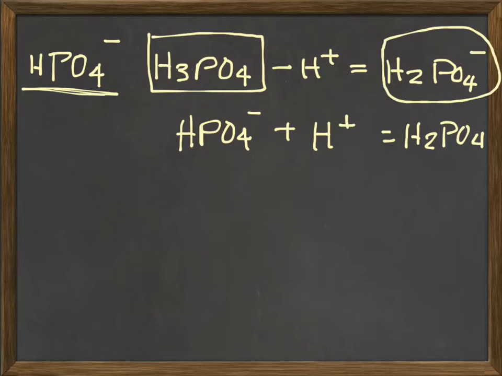For the base. This is the base because it has fewer hydrogens. So an acid is a hydrogen or a proton donor. The acid is the parent with the baby. The base is the babysitter who will accept the baby temporarily.